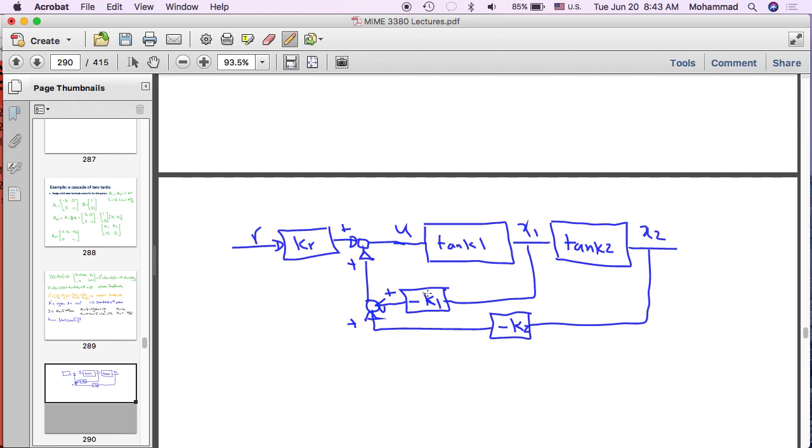Before we implement it, do you have any questions on the block diagram? Do you see how it works?